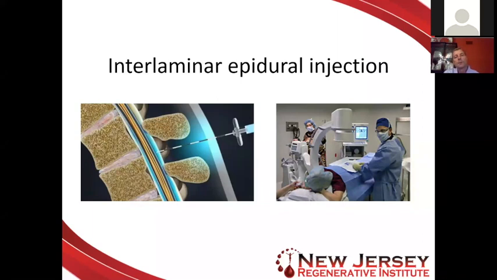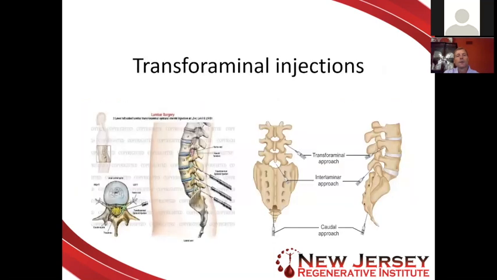We use a little bit of dye to make sure we're where we need to be when we do our injections. So you can do an interlaminar epidural injection. But you can also do it where the nerves come out from the back, which is called a transforaminal injection. So it's a little bit more lateral, and it gets medicine to the nerve root as it's leaving. And on the right side here, we see the two different locations, an interlaminar approach and a transforaminal approach.